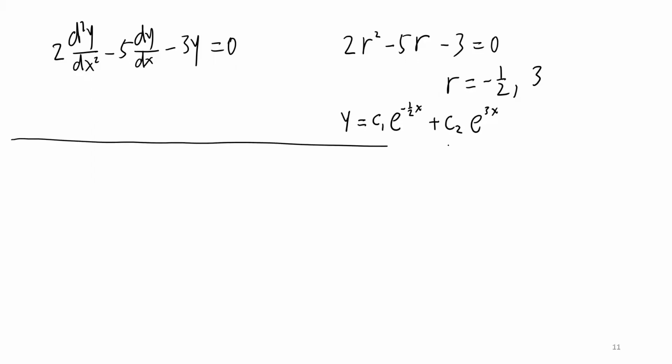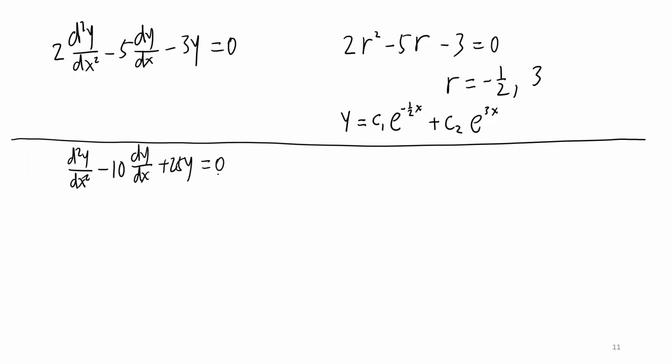Then another case. This time I have d squared y dx squared minus 10 dy dx plus 25y equals 0. Again, the auxiliary equation is R squared minus 10R plus 25 equals 0. What you realize is that this is actually (R minus 5) squared. That means I have a repeated root this time, or double root, so R just equals 5.